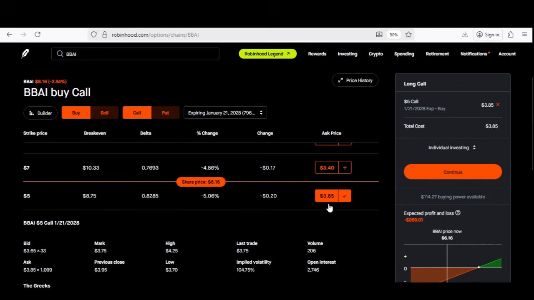So now your $3.85 is going to go up to $3.85 plus your 0.82 right here. So let's do the math. 3.85 plus 0.82. So the new price of this option, if the share price goes up by $1, is going to be $4.67. Hence, again, you do not need your break even.